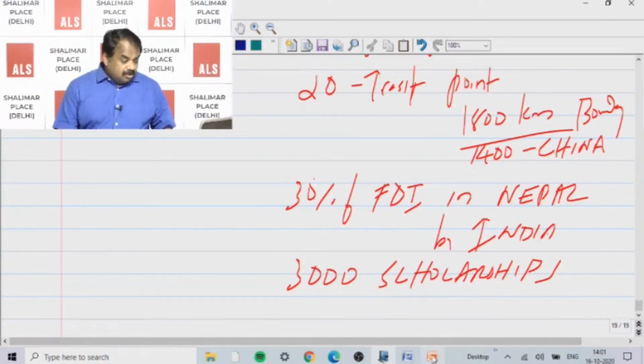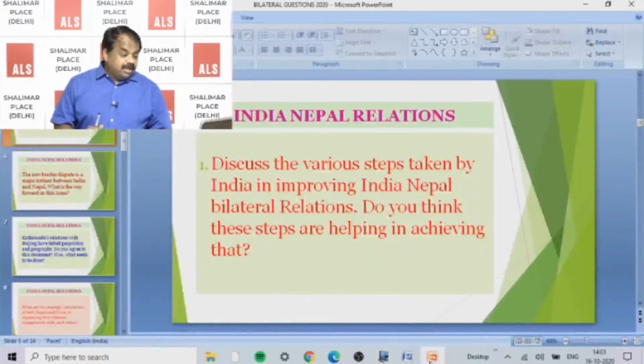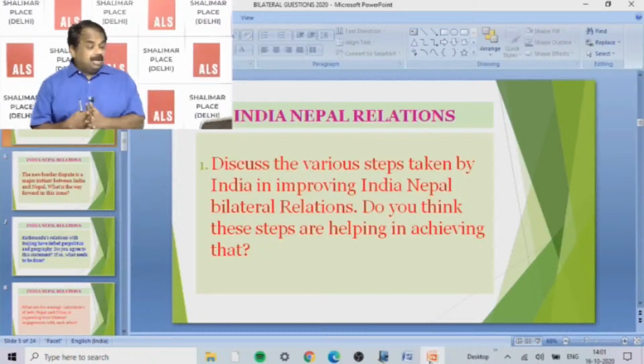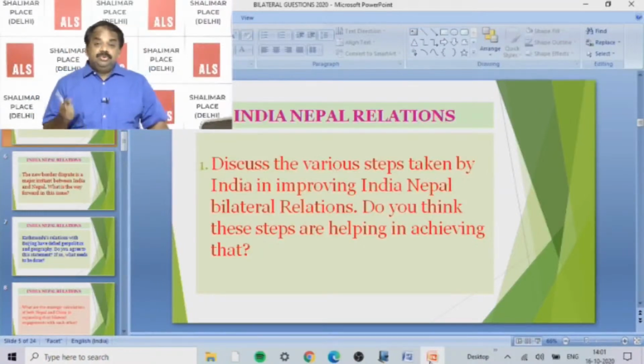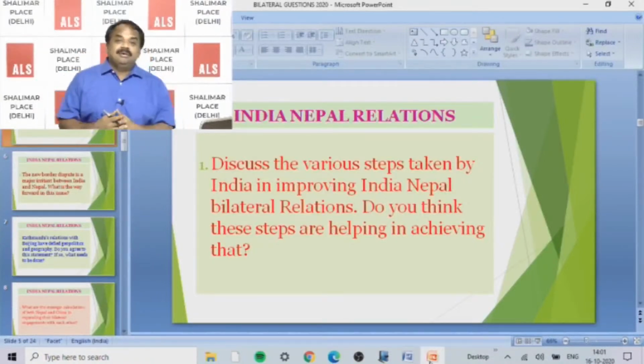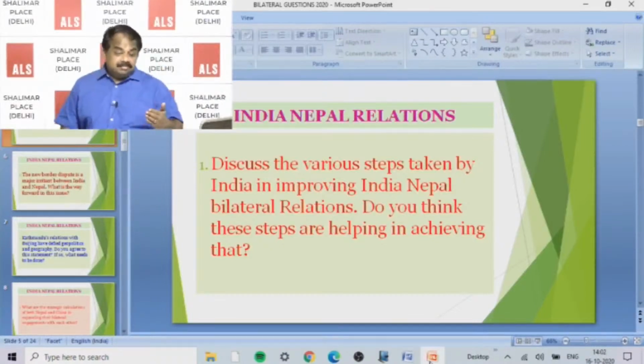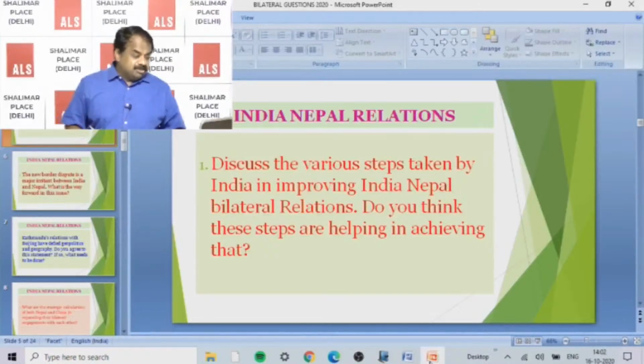So, a series of steps. The question is, do you think the various steps improving India-Nepal relations are going to help? That we can answer a bit later. But these are the steps taken, so many provisions we are making. We have a historic relationship, a cultural relationship, a religious relationship, geographical, monsoonal, everything you can say. But still, our relationship with Nepal is not so good. That is what we will be seeing one by one.